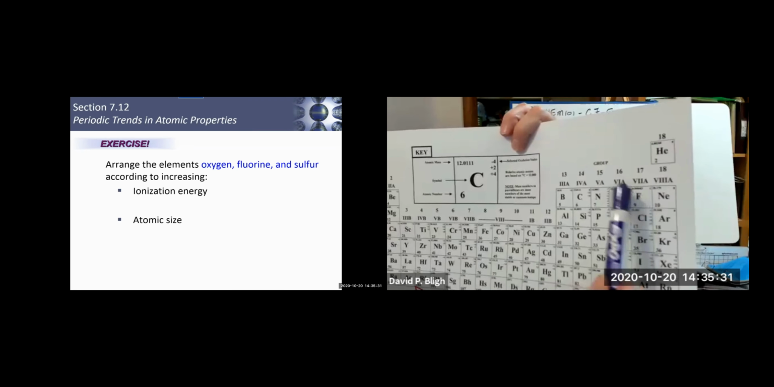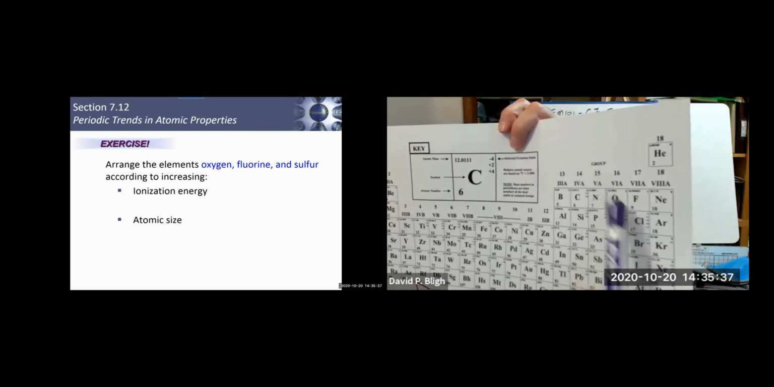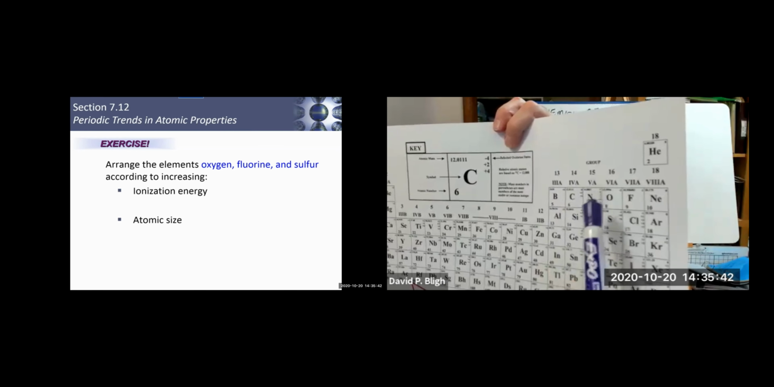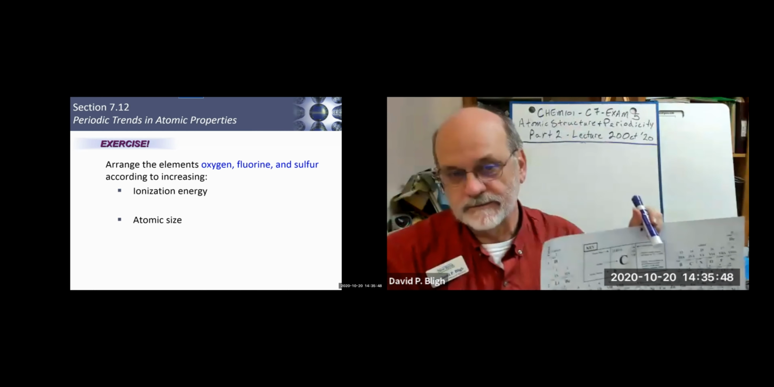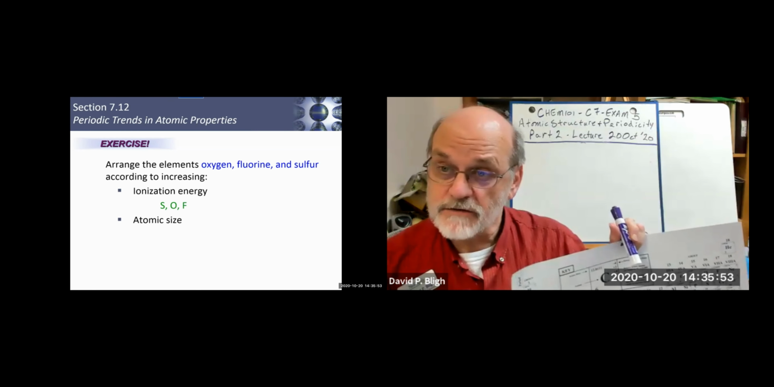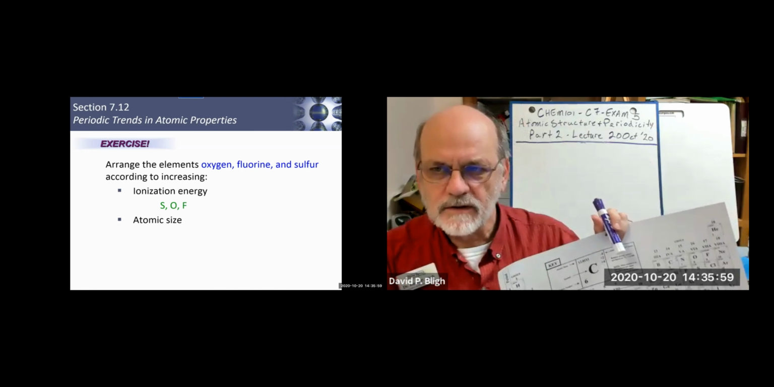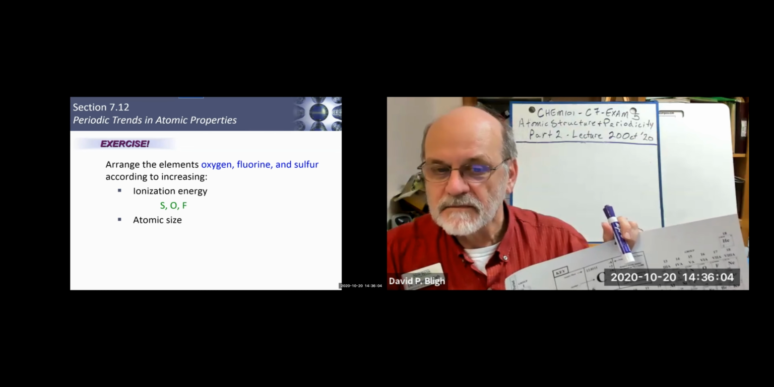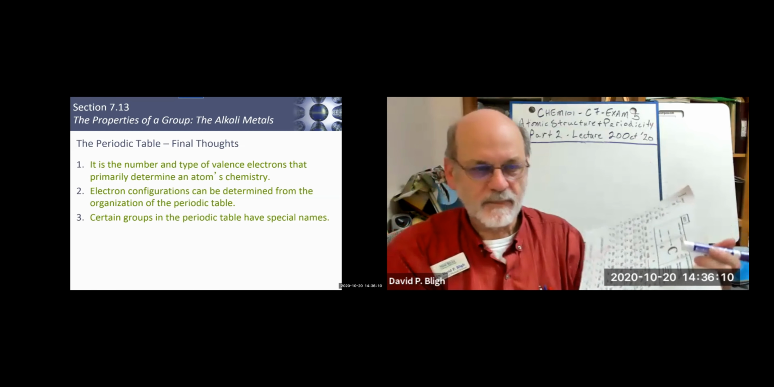So we know that fluorine is going to have a higher ionization energy than oxygen. And since fluorine and oxygen are both above sulfur, they should both be higher. So we should say increasing would be sulfur, oxygen, fluorine in that order. The ionization energy of fluorine is higher than oxygen, which in turn is higher than sulfur. How about atomic size? The trend is just the opposite. They get bigger in the opposite direction.